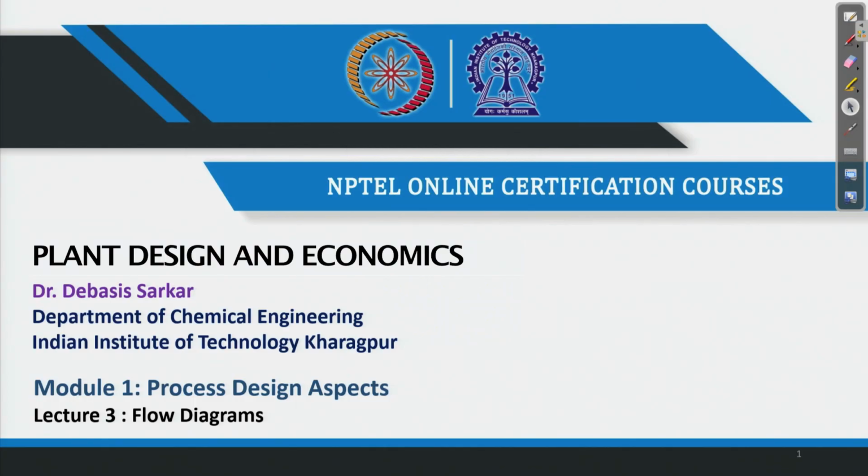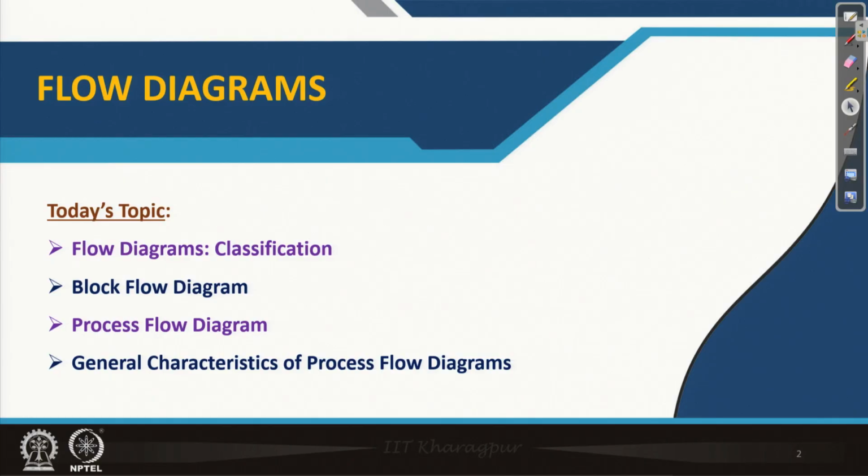Welcome to lecture 3 of plant design and economics. They say to describe a process, you put a picture. A picture is worth 1,000 words. So, in today's lecture we will see how we can pictorially represent a chemical process. In other words, we will be talking about flow diagrams that chemical engineers use to describe a chemical process. So, this will be today's topic.